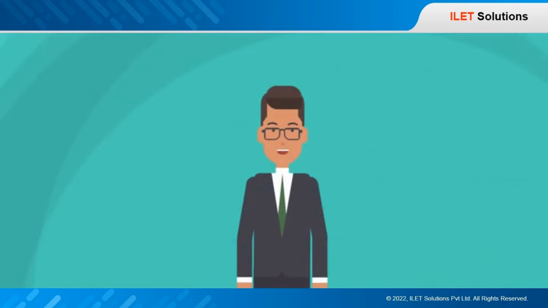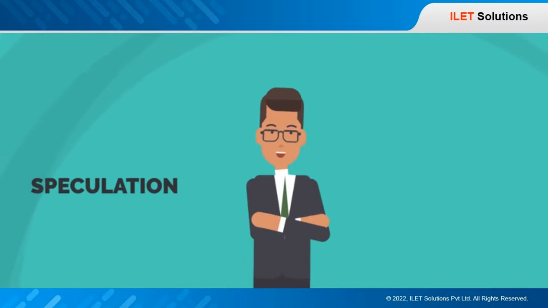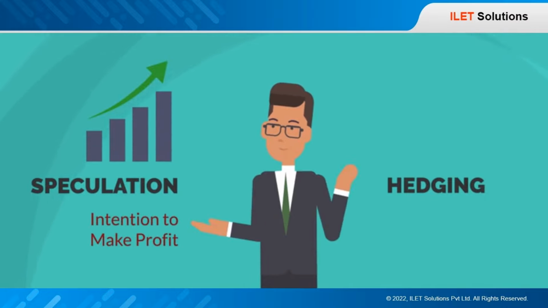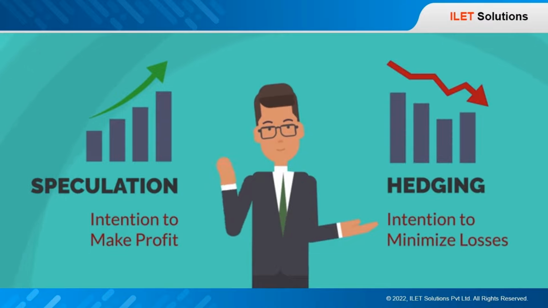People get into the derivatives contract for two reasons. First is speculation and the second is hedging. Speculation implies the intention to make profit. Hedging implies the intention to minimize losses.